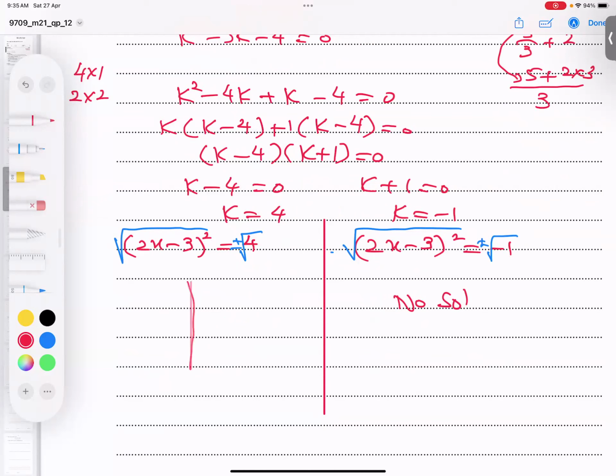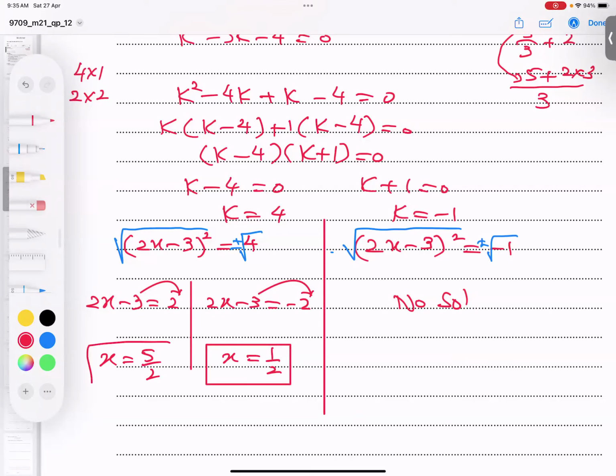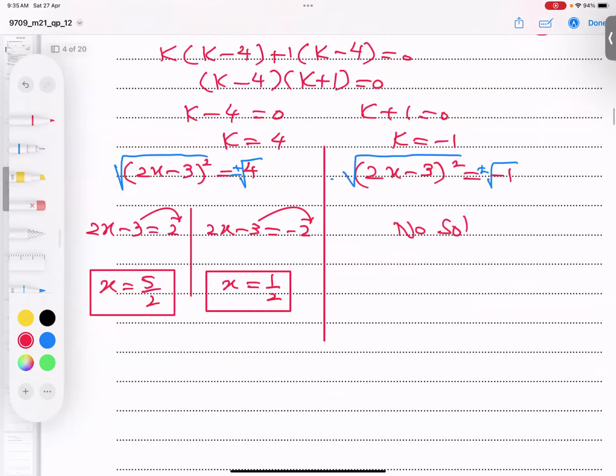Whereas here I have two options. One is 2x minus 3 equals positive 2, and one I get from here, negative 2. 3 will go there, and I get 5, and dividing by 2, I get 5 over 2. 3 will go there, after subtracting I get 1, so dividing by 2, half. I believe you got the point of how I got these two answers.